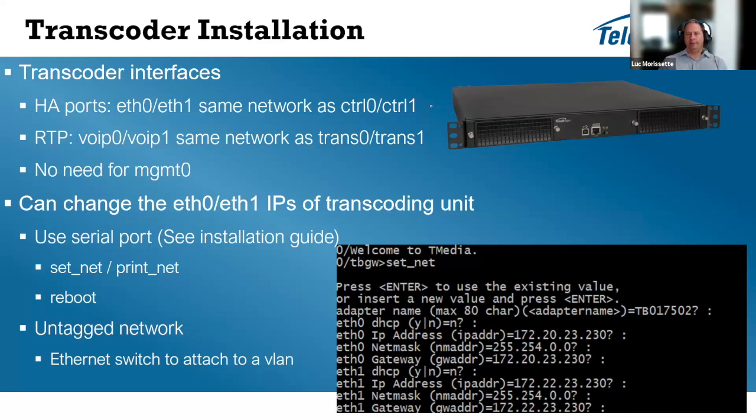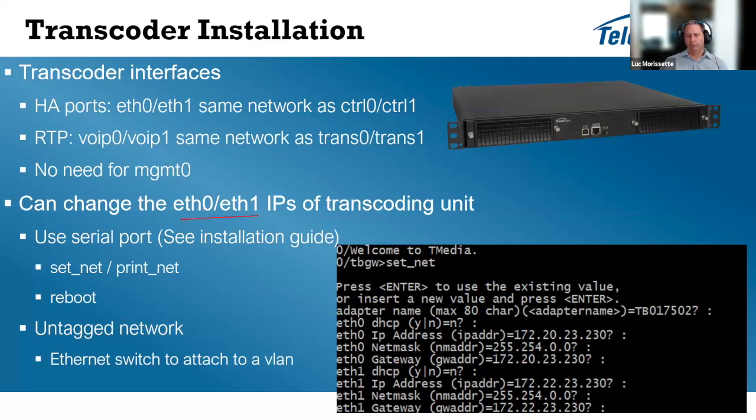When you install this transcoding device, just before you access it, you need to change those Ethernet ports so that it matches the controllers. The interfaces that you will use there need to be on the same network as your control ports. So you need to verify what the control ports are and configure that on the transcoding device.